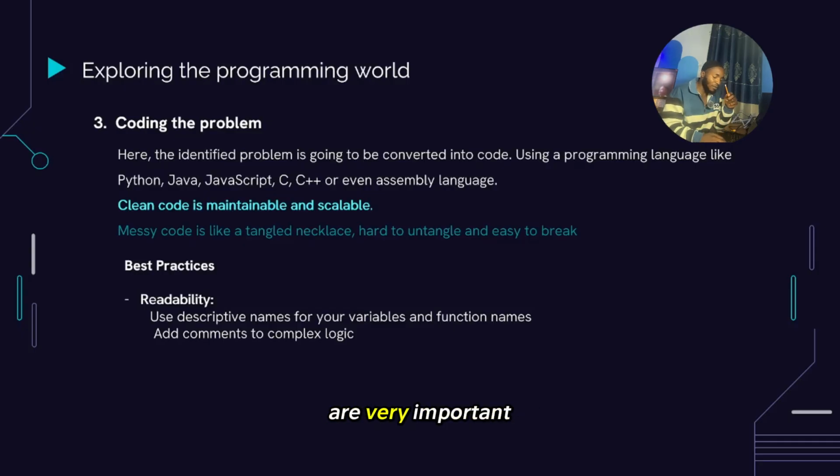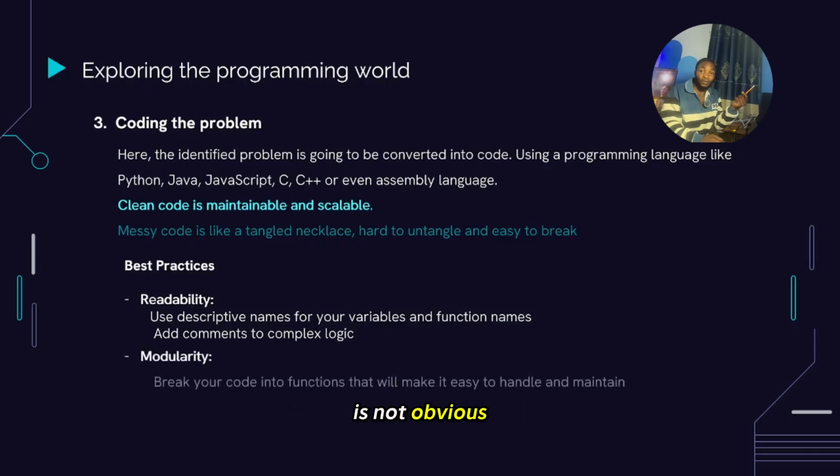Now comments are very important. When you try to implement something that is not obvious or that is a little bit complex, you have to comment it so that when you come back to that code base later on, you have an understanding of it, and anyone that opens that code base will understand what you were actually doing there. So one of the best practices that we're going to look into will be modularity.